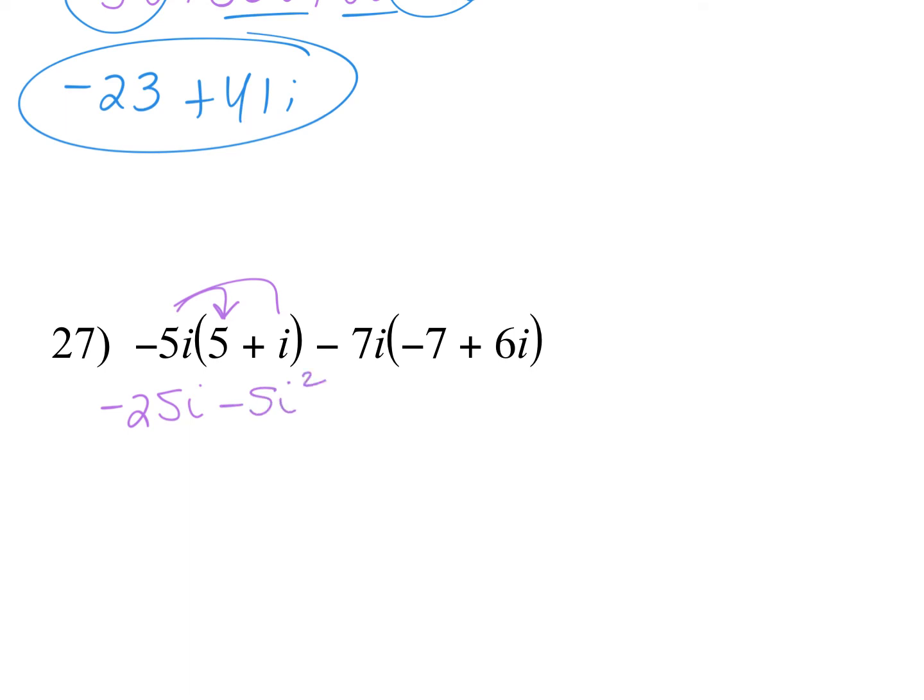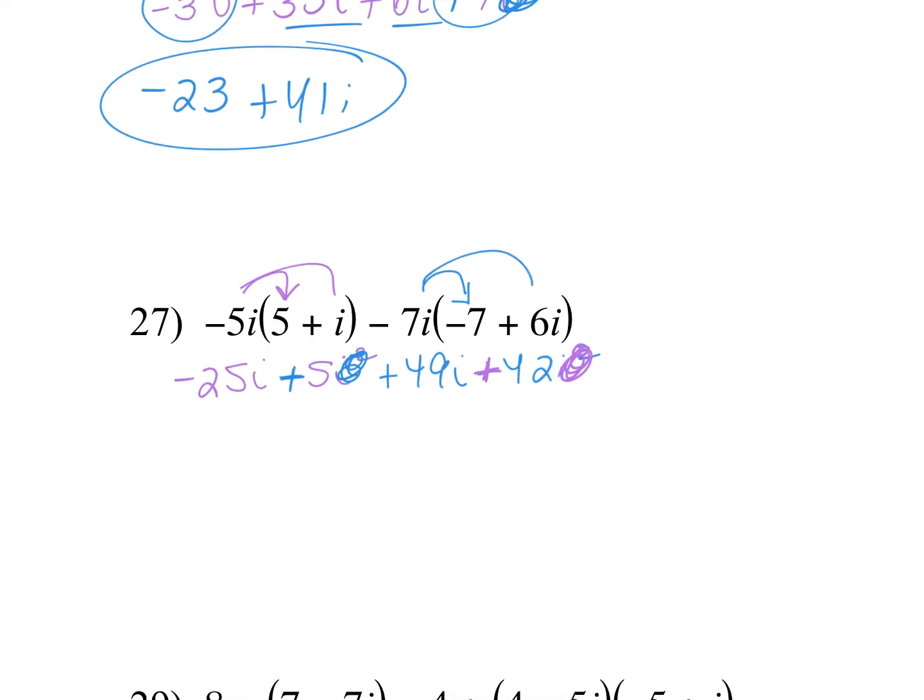Before you even move on, guys, cross off that i squared, change that sign. So now I have negative 7i, and negative 7 gives me plus 49i. Negative 7 and a positive 6i gives me negative 42i what? Squared. Cross off that i squared, change that sign in front of 42.